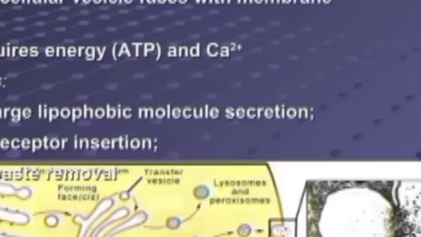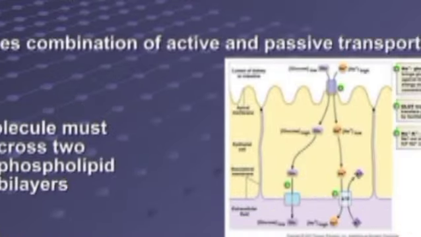Next we will discuss exocytosis. In exocytosis, an intracellular vesicle fuses with the membrane. This process also requires energy, like ATP and Ca2+. It is used for large lipophobic molecule secretion and receptor insertion. In this diagram there is a Golgi body, and it represents the transport vesicle, secretory vesicle, membrane protein transport vesicle, lysosome and peroxisome. In this process waste removal is shown.